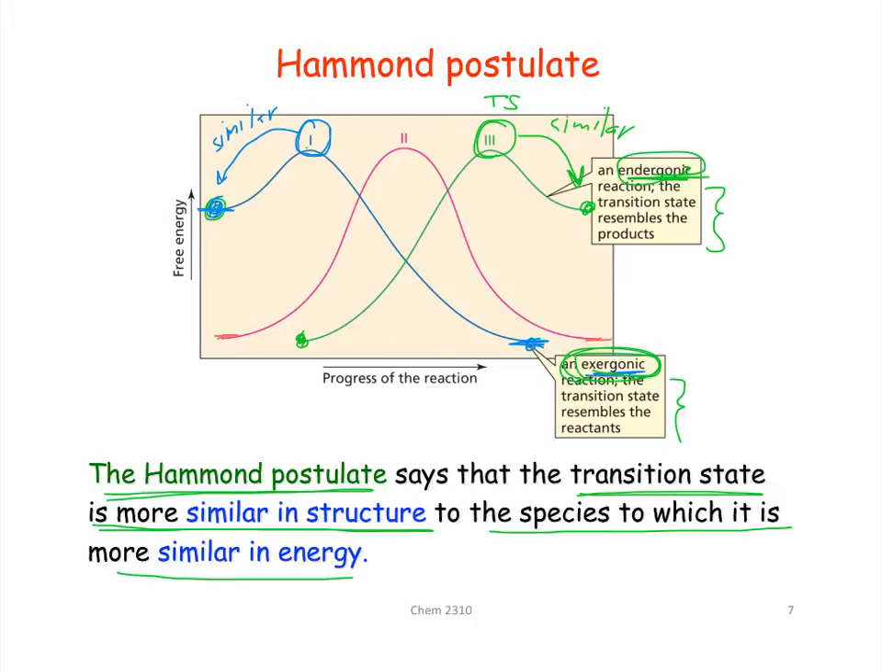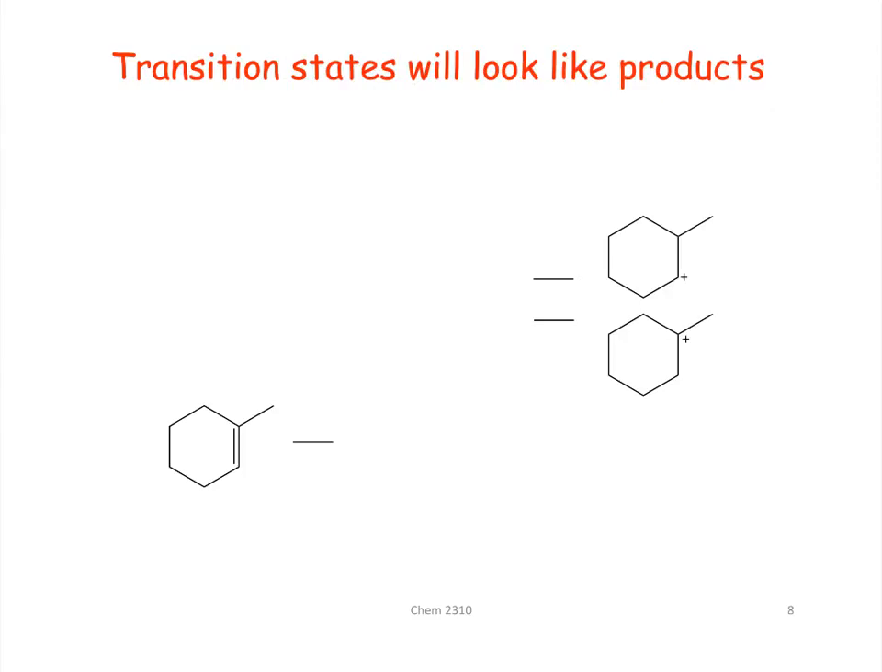Okay, so let's take this back to what we were doing in this reaction. We already talked about this. We go from our reactant to our two products. So the Hammond postulate tells us that because this is an endergonic step, the transition state leading to them will be more similar to the products. Okay, so let's draw these in.